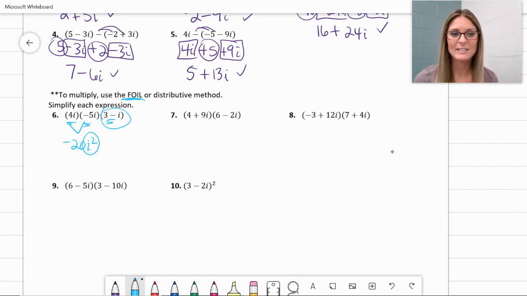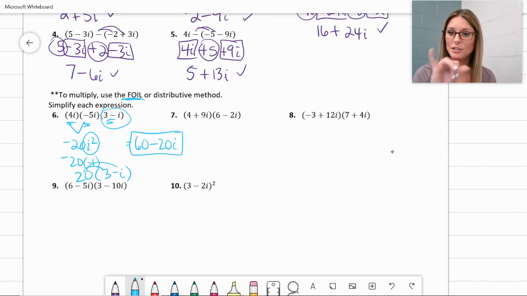I squared is equal to a negative 1. So we really have positive 20, and we're going to multiply across 3 minus i. 20 times 3 is 60, and 20 times negative i gives me negative 20i.